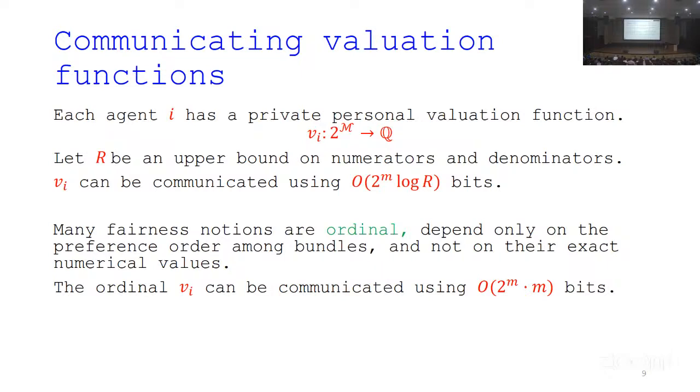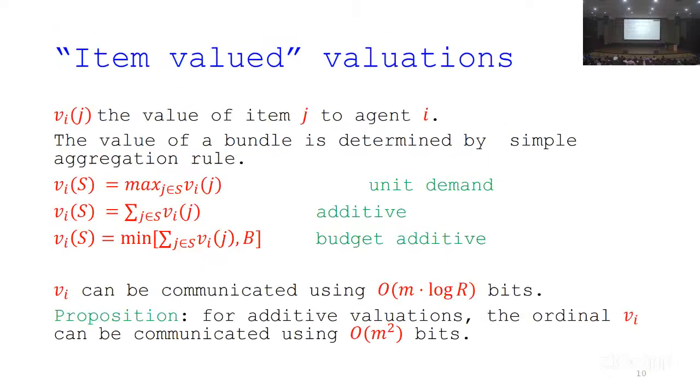So this is for general valuation functions. But we will also consider a special class of valuation functions that we call item-valued valuations. In this class of valuations, each item has an individual value. When you want to see the value for a set of items, there's a simple aggregation rule that tells you the value for the set. Well-known classes of this form are the unit demand class, where the value of a set of items is the value of the best item in the set. Another case is additive, where the value of the set of items is the sum of values in the set. Another example is what's known as budget additive, which is the sum of values of the items, but if it exceeds some budget B, then the value becomes just B.